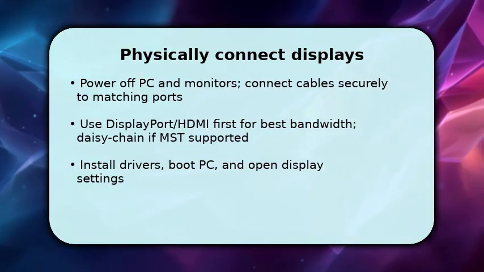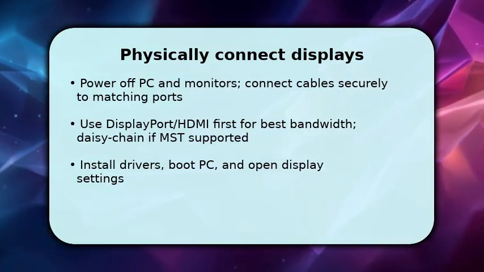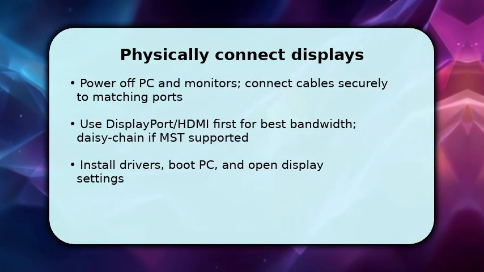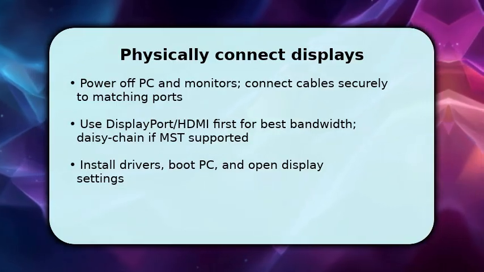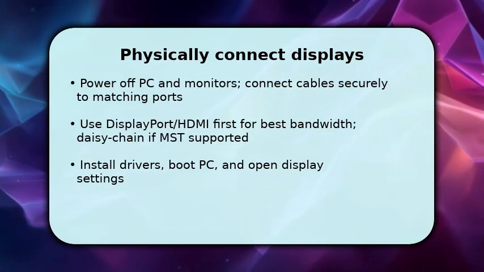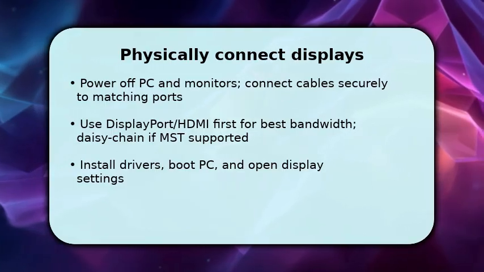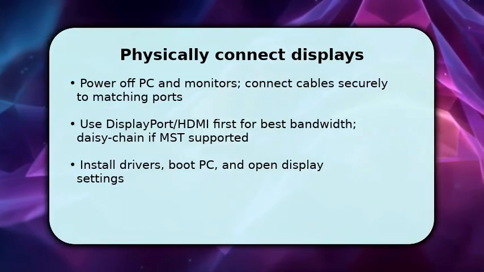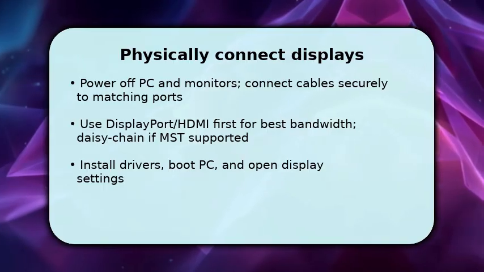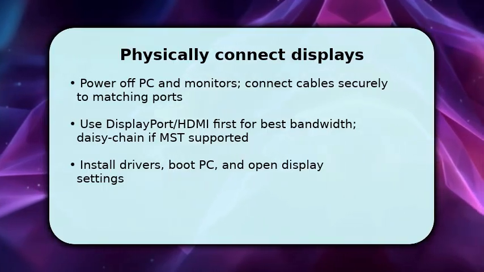With prerequisites done, power off the PC and monitors and plug each cable into the GPU and into its corresponding monitor input. If available, prioritize DisplayPort or HDMI for higher bandwidth. Use daisy chaining via DisplayPort MST only if both GPU and monitors support it. Once cables are seated, power everything on and let the OS detect displays.